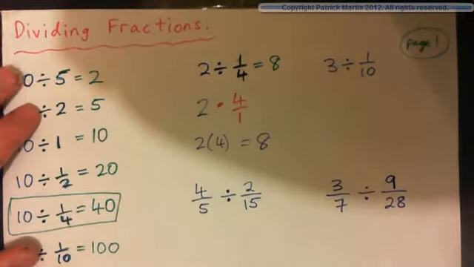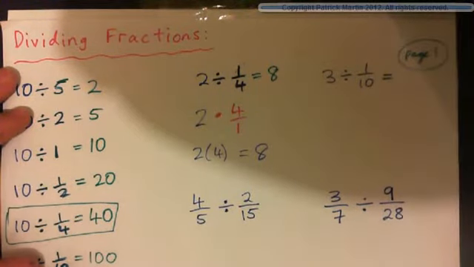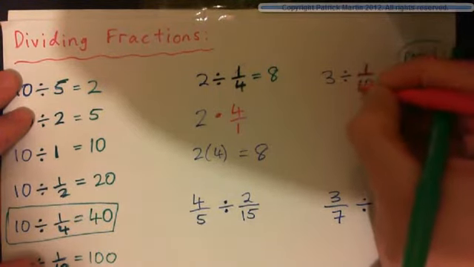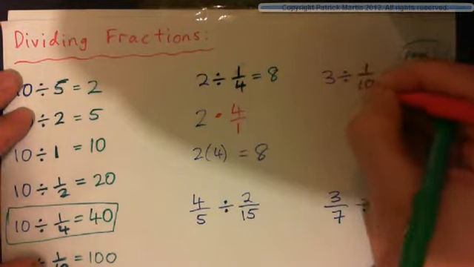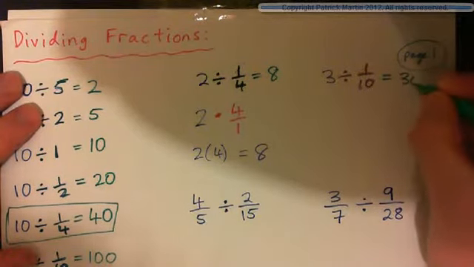This guy, 3 divided by a tenth. How many tenths, how many dimes are contained in $3? Write down the answer first. Well, there's 10 dimes in $1, 20 dimes in $2. How many dimes in $3? It's got to be 30, right?